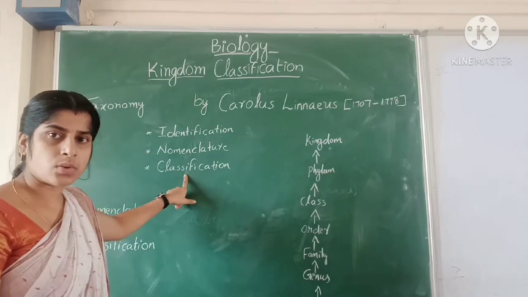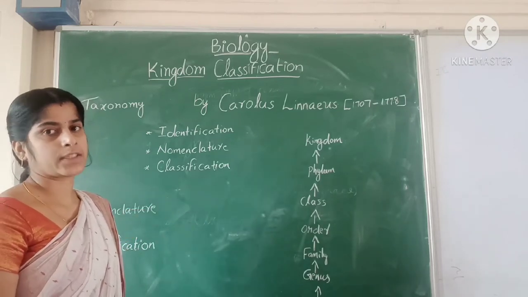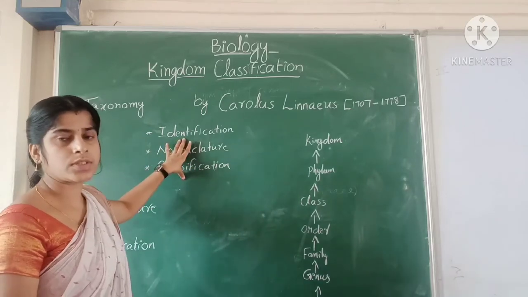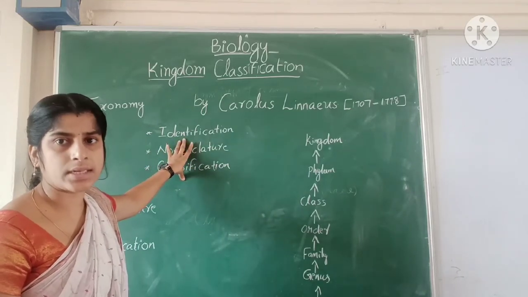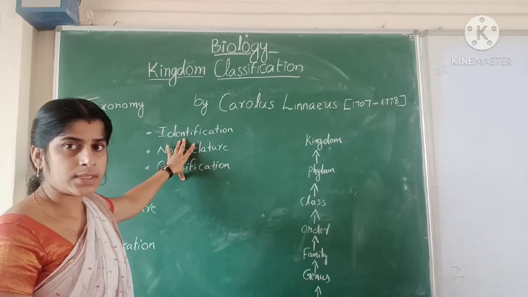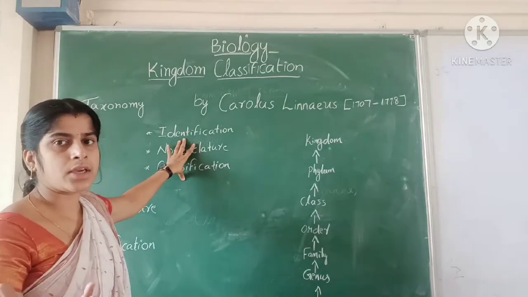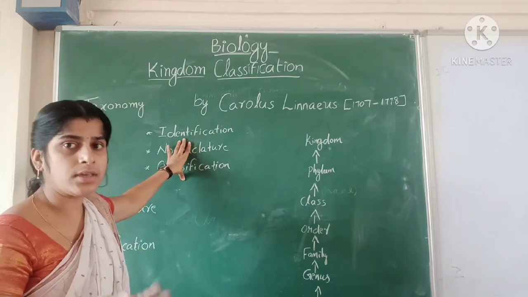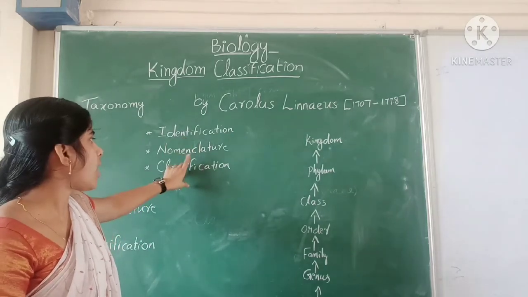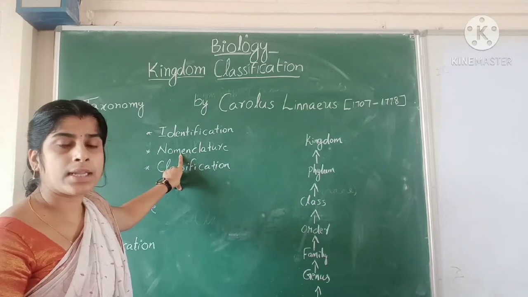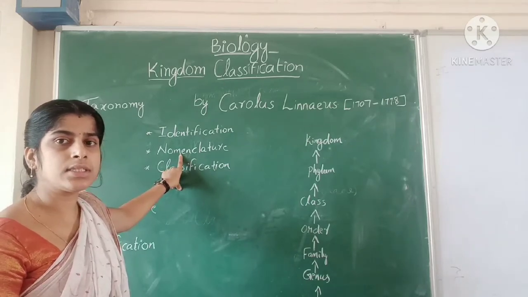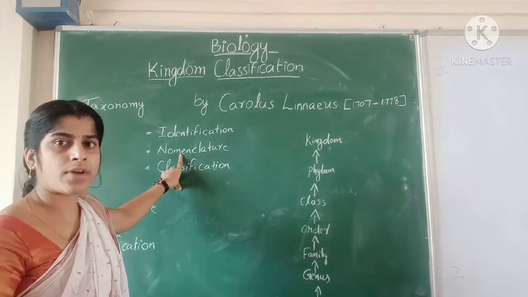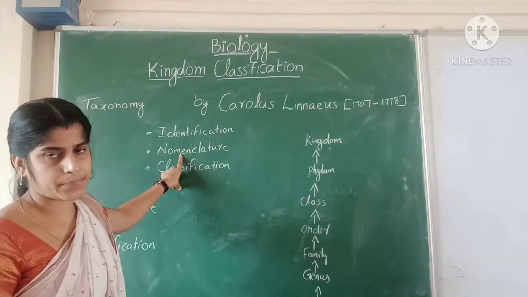That is known as taxonomy. So what does identification mean? First we are identifying the organism. Then nomenclature means giving a name, naming. After that we find the name of that organism.